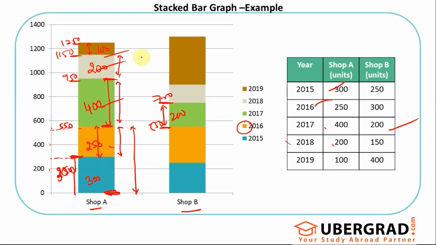And this is how you see a stacked bar graph. This is still a bar graph, but stacked because it is sitting one over the other, right? That's why it's called stacked. Put one on top of the other.